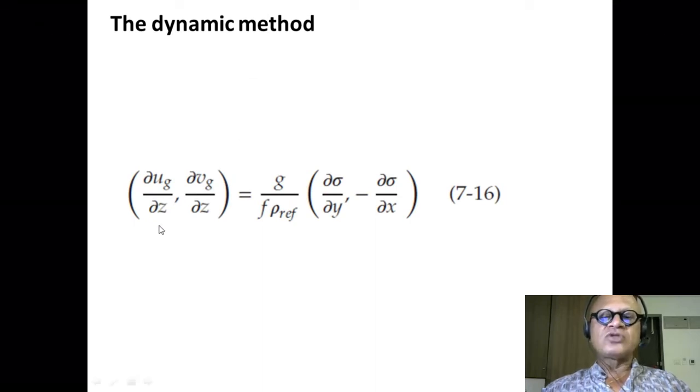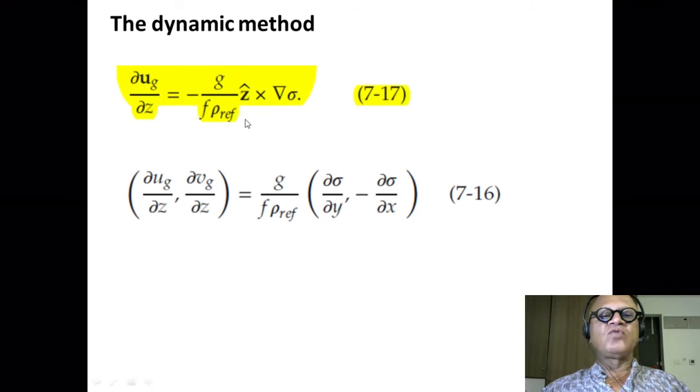So if we go back to our thermal wind relation in terms of sigma, we had du_g/dz and dv_g/dz as g over f rho ref times d sigma/dy and minus d sigma/dx. Sigma is of course our rho ref plus sigma, and we had written it in the vector form as minus g over f rho ref times z hat cross grad sigma. What are we going to do with it?